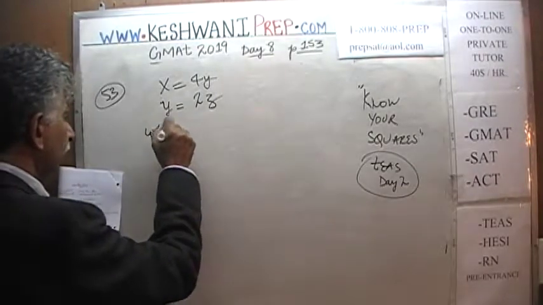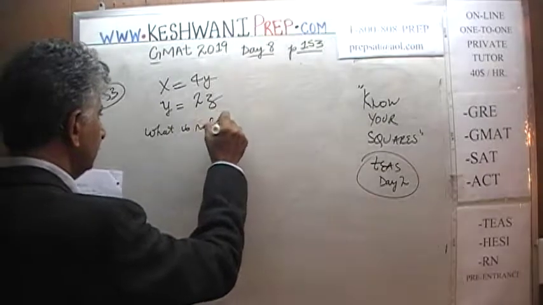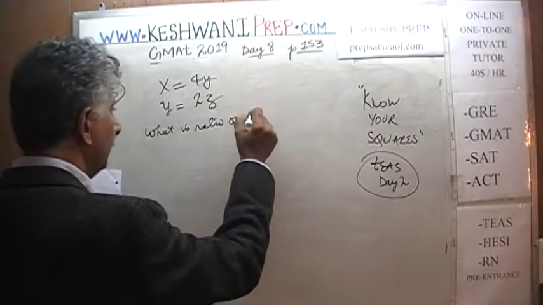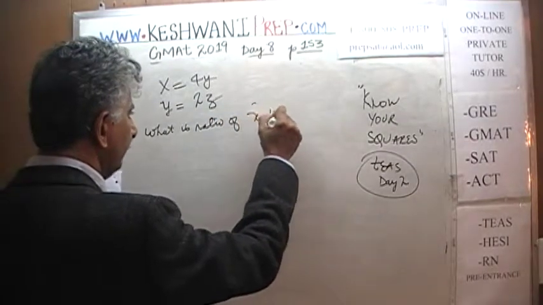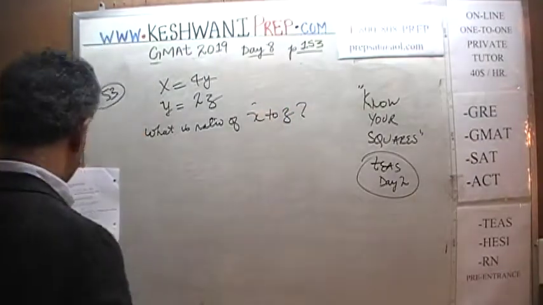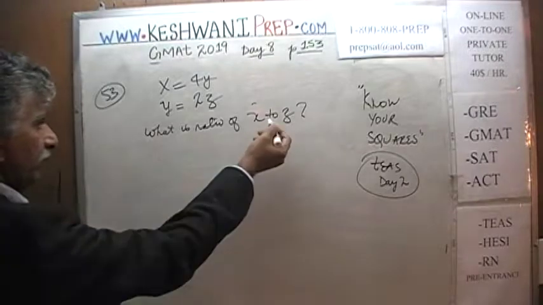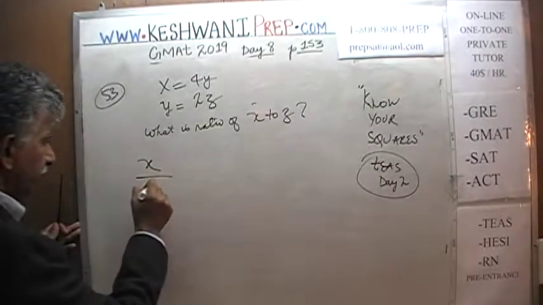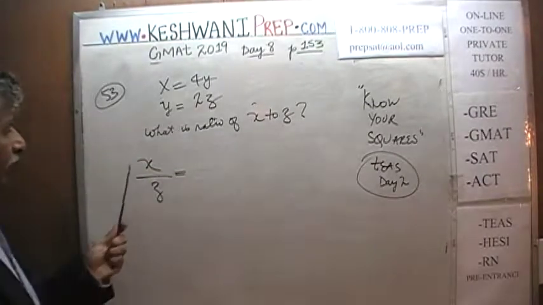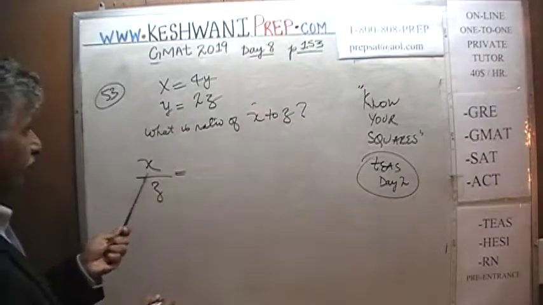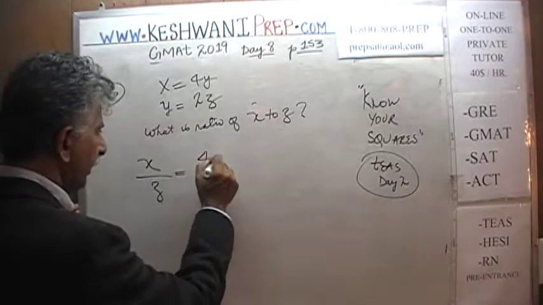The question simply is, what is the ratio of x to z. Well, let's find out, shall we? We want the ratio of x to z. Well, x we know is 4y, it's right there. X equals 4y, so let's substitute here 4y.